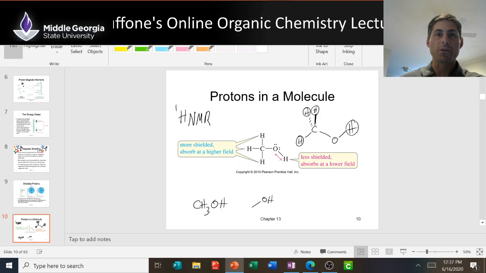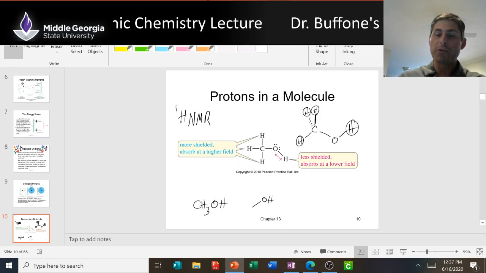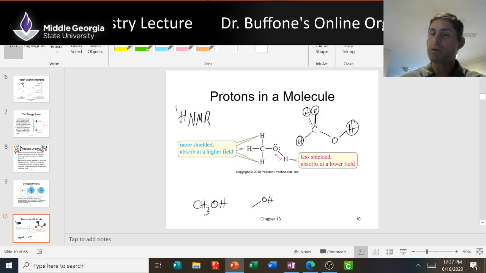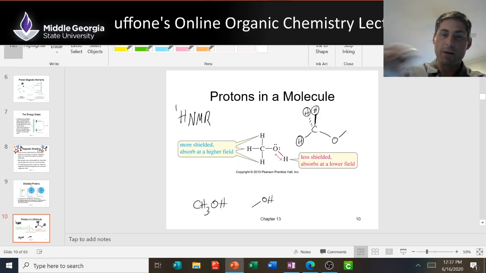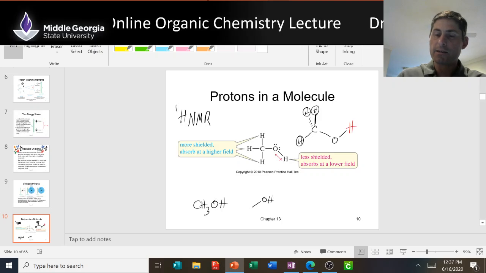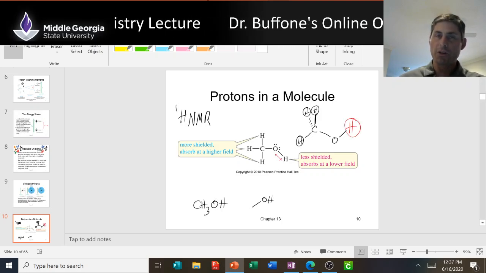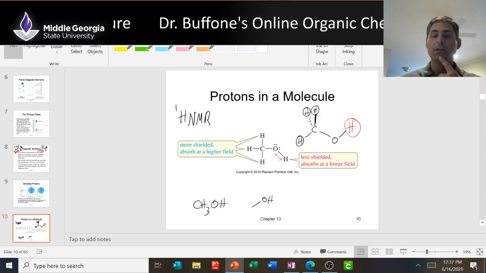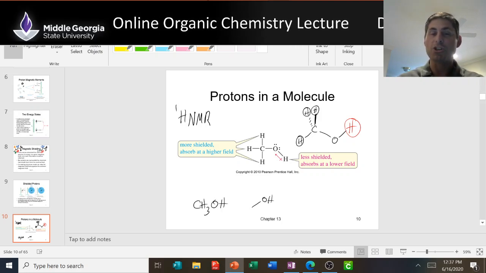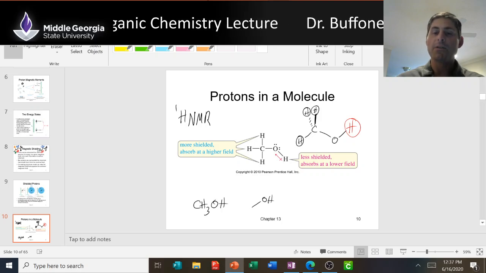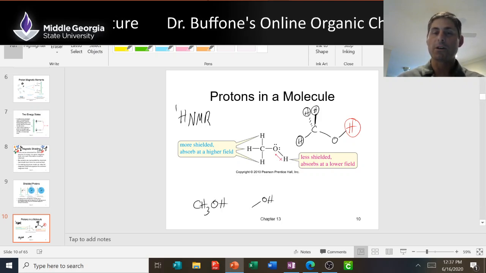These protons are not equivalent. The protons on the methyl fragment are equivalent, but they are non-equivalent to this guy here. So I'm going to show that proton on the oxygen in red, and I'm going to circle it. The red proton that is attached directly to the oxygen is shielded differently than the 3 protons that are equivalent that are attached to the carbon.